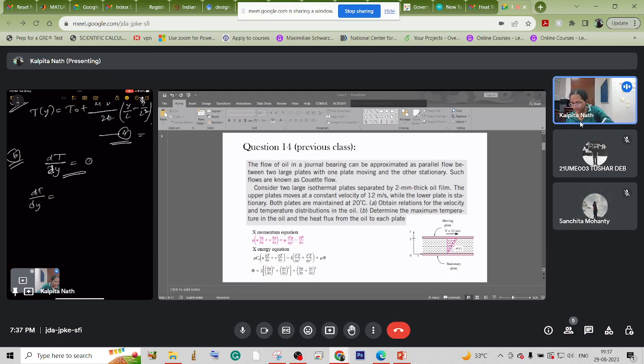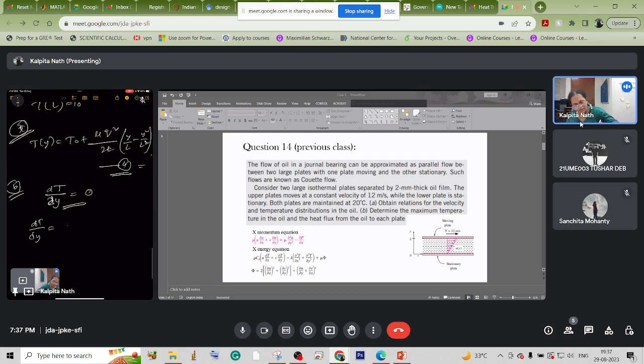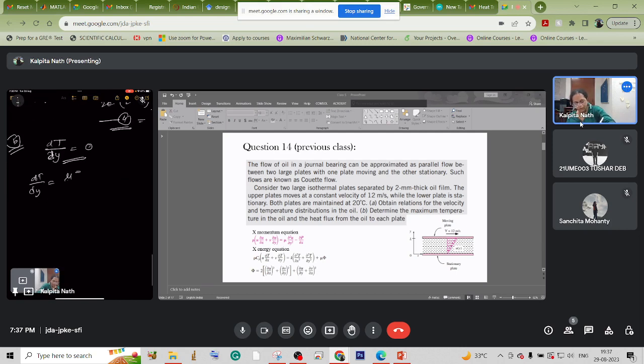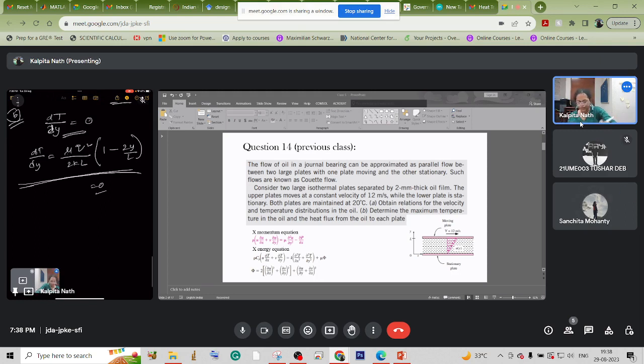dT/dy, if we solve this, will be μV²/(2kL). This will be L if we put it outside. There are two L's. If we put one L outside, then this is y, the differentiation of y is 1, minus the other y differentiation, which is 2y/L. This is the differentiation, so we will just put it equal to 0.